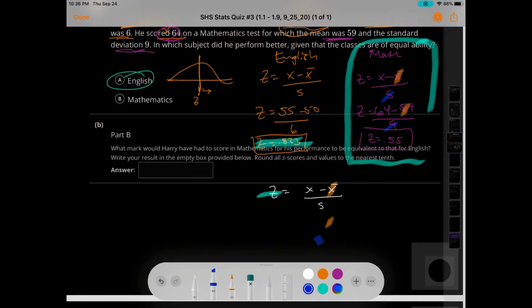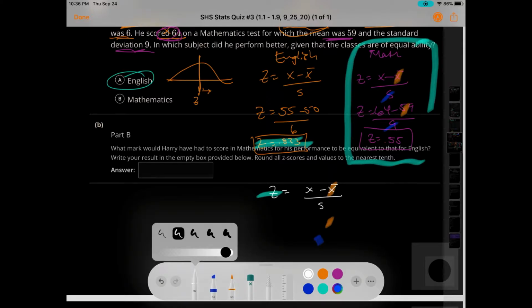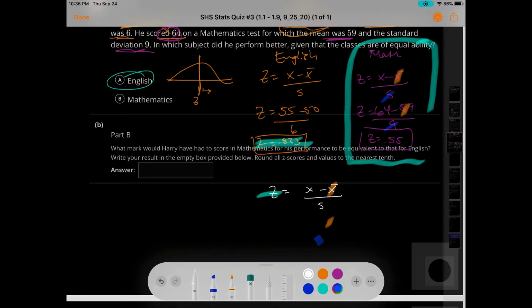Alright, let's substitute this in. So we just said the z-score of the English. We want to know his score, right? What mark? Mark is the quiz test score minus the x bar over here, which is 59, over the standard deviation, which was 9.